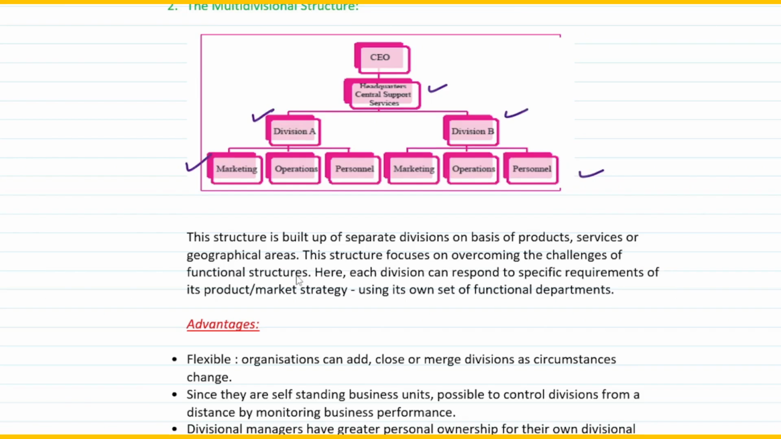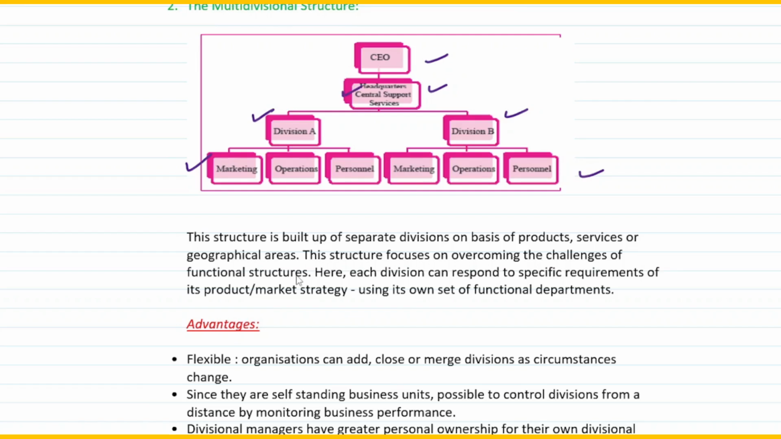Similarly, division B can have marketing, operation and personnel. So basically this structure becomes multi-divisional, as in there are many divisions. This division talks about many kinds of setups that you have in an organization. A general setup can be: you will have a CEO, then a headquarters, which is the central support services. All the data from division A and B will be reported to the headquarters, and division A and B will be handling various functions under them.